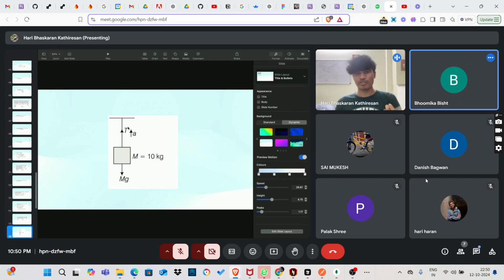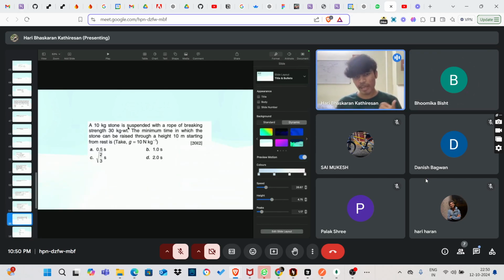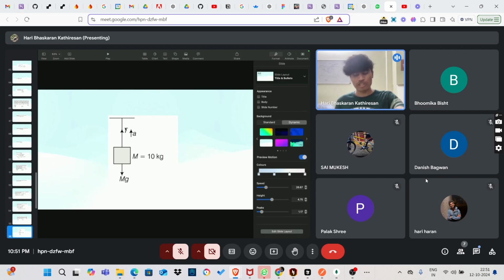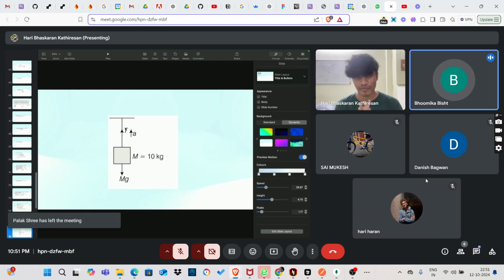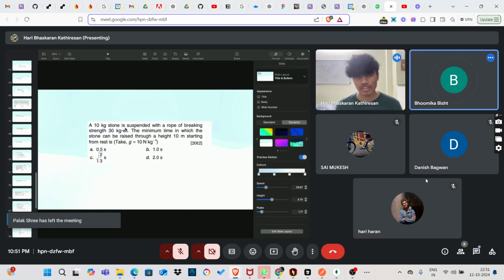Exactly. They said for minimum time the acceleration should be maximum, right? So the acceleration is maximum, the tension is maximum, and the maximum tension that can be given is 30. You know T, you know m, you know g, and you can find a. So now try to tell me the value of a. Can you tell me the tension again? It's 30.